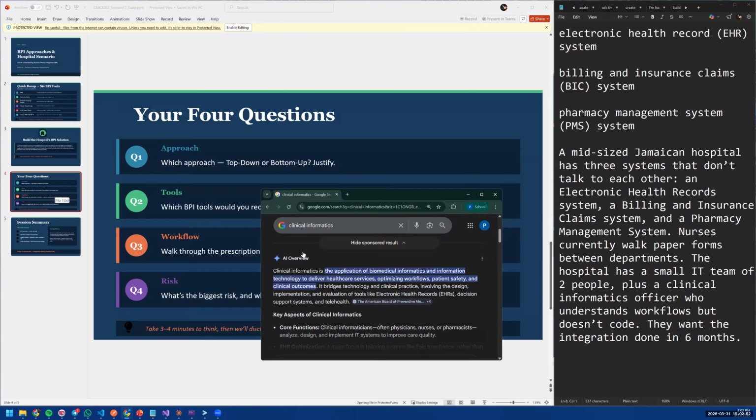I'd say the top down, sir. So the clinical informatics officers understand the workflows but don't understand the codes. So you don't want to go at a non-technical aspect first before reaching the technology, and they want it done in 6 months. And the top-down approach proceeds at a slower pace.